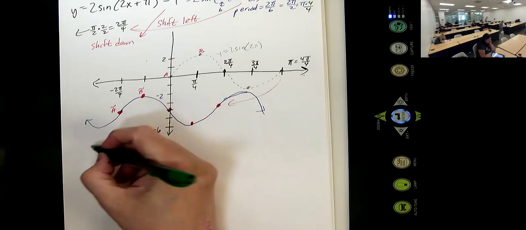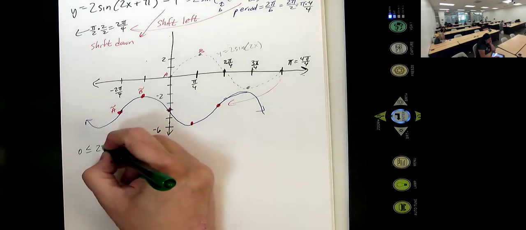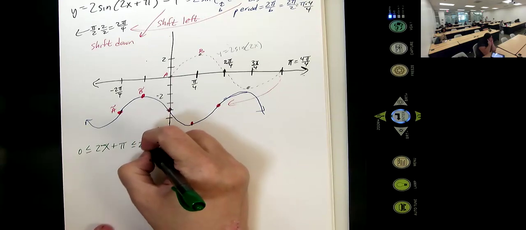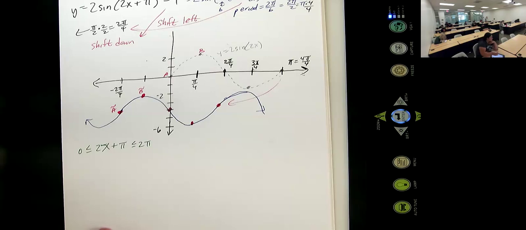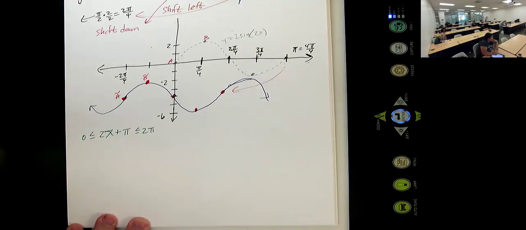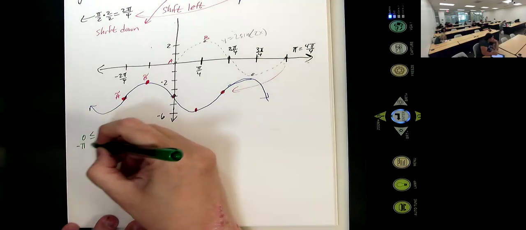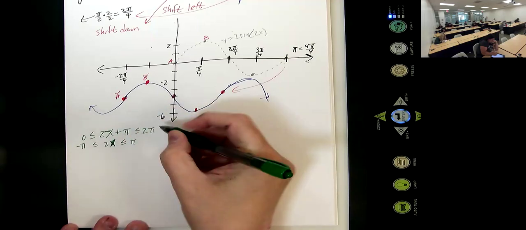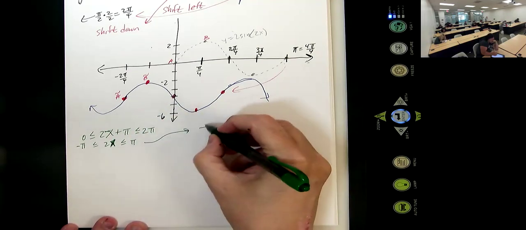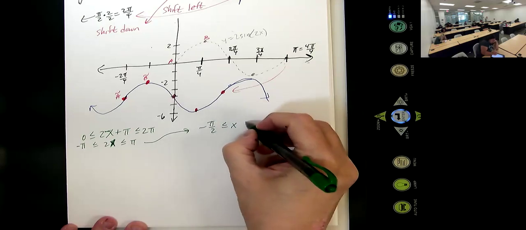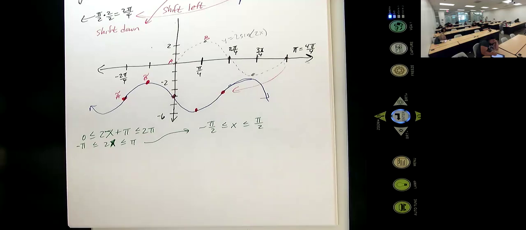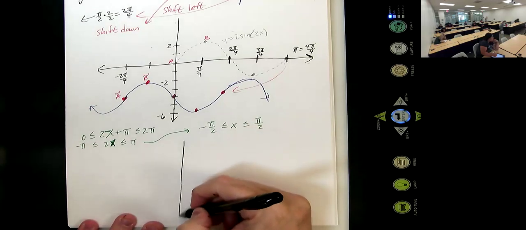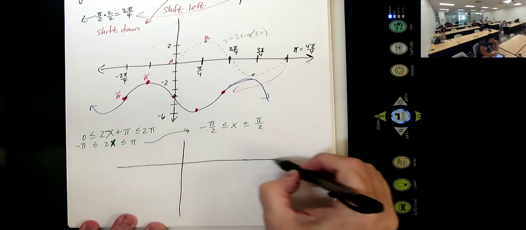Let's take a look at the other approach. Setting that between 0 and 2 pi. So we'll subtract pi from both sides. And divide both sides by 2. And we have negative pi over 2 is less than or equal to x, which is less than or equal to pi over 2. This is handy in that I can set my graph immediately to that region.